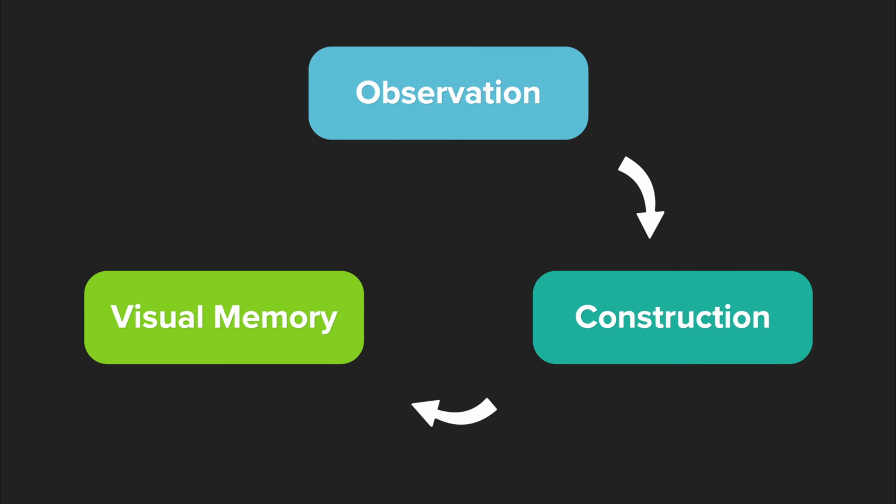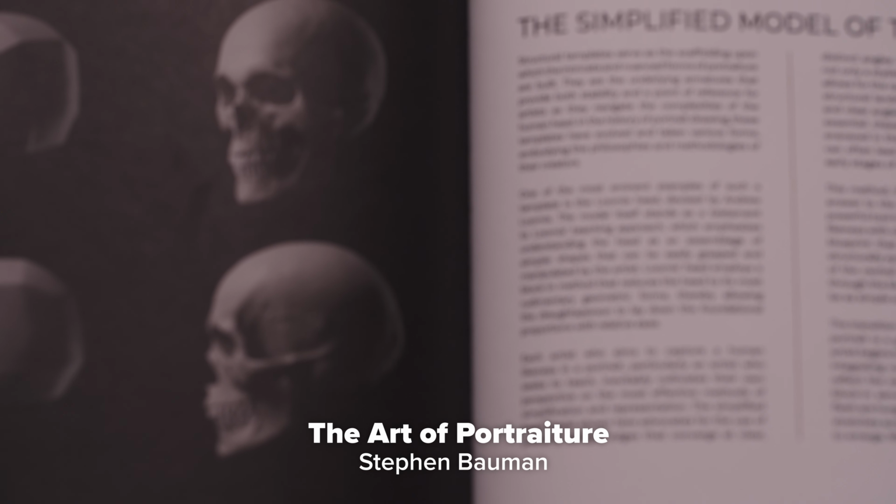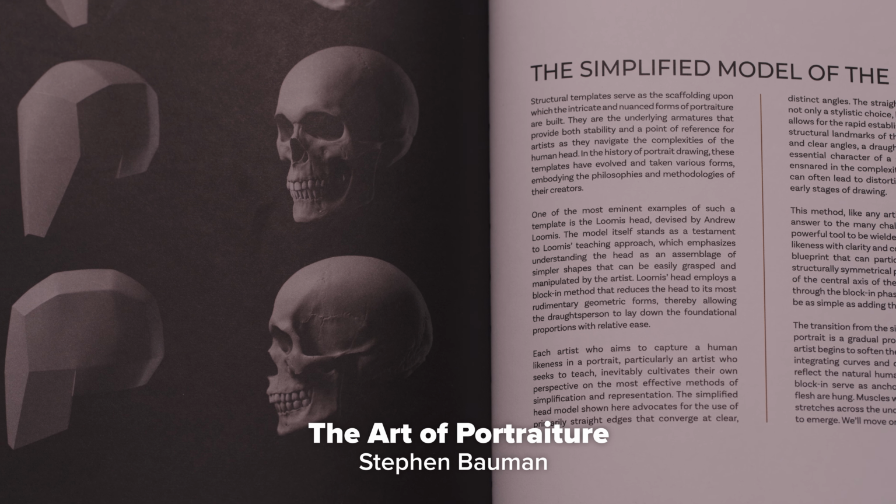The third level is visual memory. This is having a good enough understanding of the forms that you can visualize and draw them without reference. This is useful for having a visual memory of the simplified version of the major forms and planes, but also going deeper and having a visual memory of how all the various anatomical pieces fit together. And it takes a very specific type of practice to master.